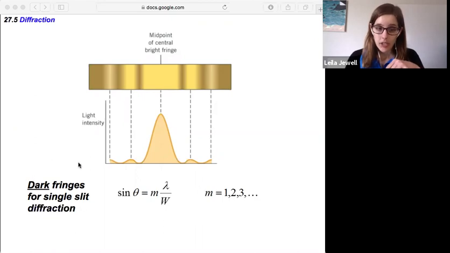I would make sure when you put this on your crib sheet to include the words that this is dark fringes for single slit diffraction, because one of the main challenges with chapter 27 is figuring out which equations apply to which scenarios.